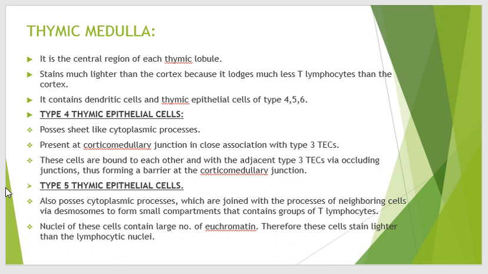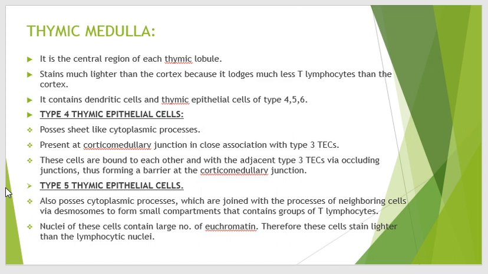Type 4 thymic epithelial cells possess sheet-like cytoplasmic processes. These type 4 cells are present at the corticomedullary junction in close association with type 3 thymic epithelial cells. These cells are bound with each other and with the adjacent type 3 thymic epithelial cells via occluding junctions, and thus they form a barrier at the corticomedullary junction.